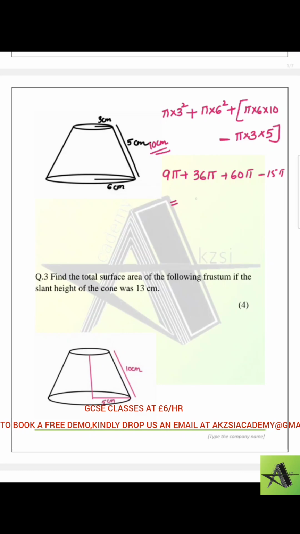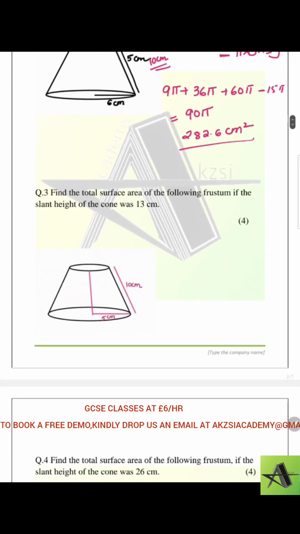This is equal to 90 pi. And now, on putting the value of pi, we'll get the answer as 8282.6 centimeters squared. Moving on to the next question. Question 3 says, find the total surface area of the following frustum if the slant height of the cone was 13 centimeters. Still, we have to do the same thing.